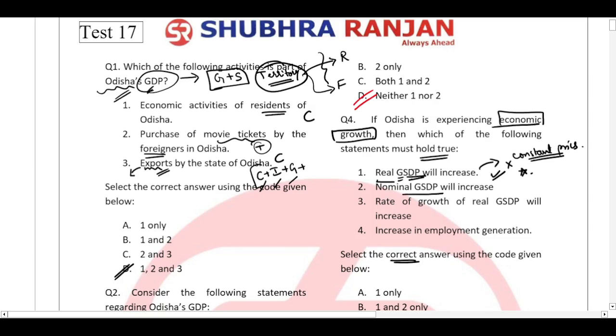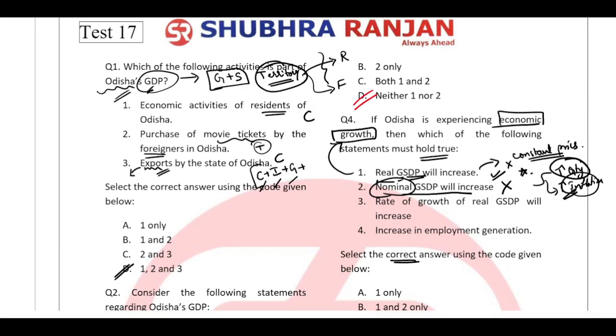Now, the nominal GSDP will increase. If the nominal GSDP is increasing, it can be because of an increase in the quantity of production, or it can also be because of an increase in the prices of goods and services. Because in the nominal GSDP, even the inflation component will be considered. So if the growth happens only because of the inflation component, but there is no actual increase in quantity, then the growth doesn't reflect actual growth. So this nominal GSDP won't reflect the true economic picture.